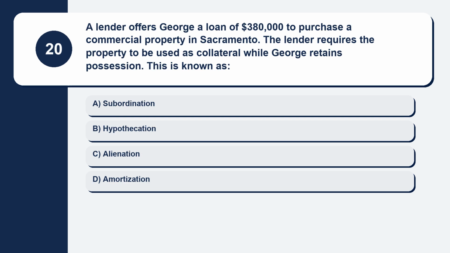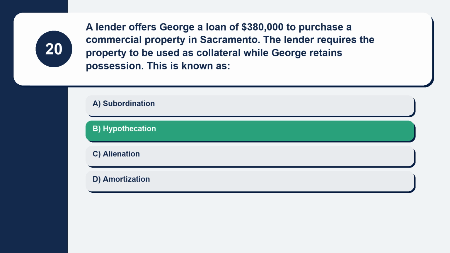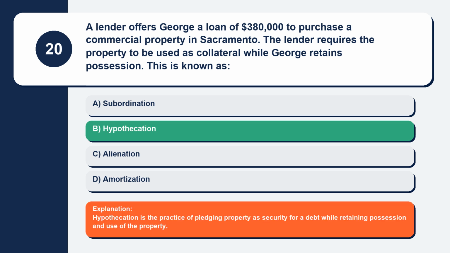Question 20. A lender offers George a loan of $380,000 to purchase a commercial property in Sacramento. The lender requires the property to be used as collateral while George retains possession. This is known as. Here are your options. Option A, subordination. Option B, hypothecation. Option C, alienation. Option D, amortization. The correct answer is option B, hypothecation. Explanation: hypothecation is the practice of pledging property as security for a debt while retaining possession and use of the property.